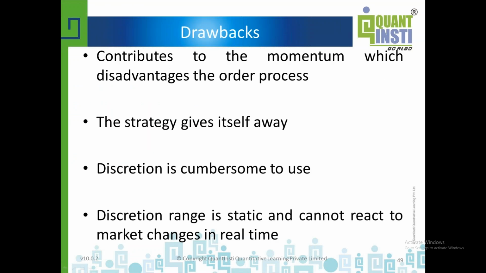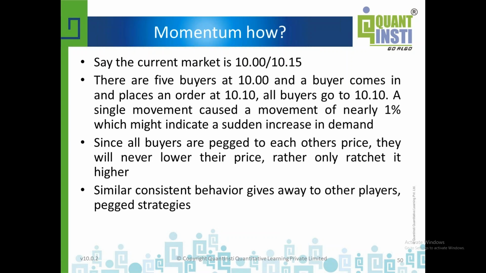Again, discretion is sort of cumbersome to use, but frankly, in today's algorithms, it's pretty regular to use these. The thing with discretion is that it's sort of static, right? And that is always the case with market orders, right? It does not react to market changes in real time. It's quite possible that you fired a market order within your discretion range, but still you might not get a trade, because the order got cancelled or whatever. But these can happen with any execution strategy.